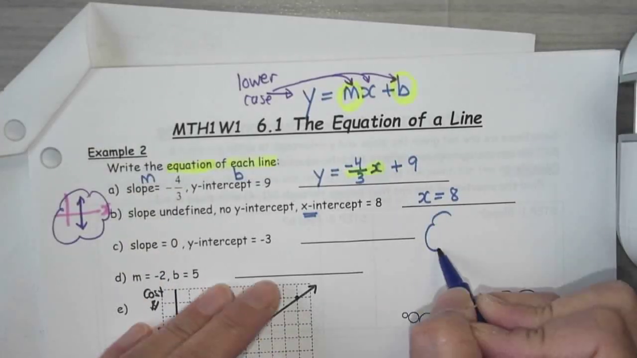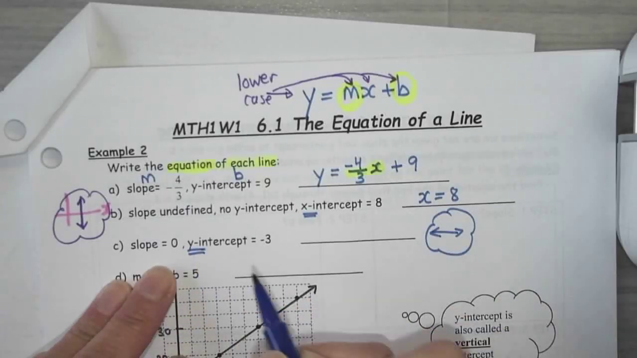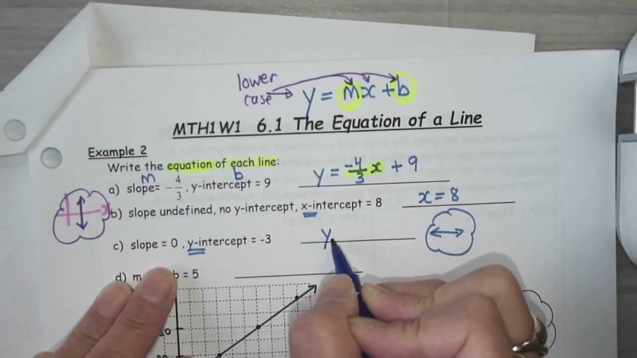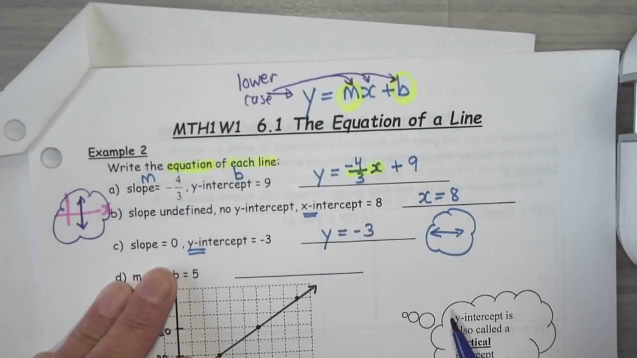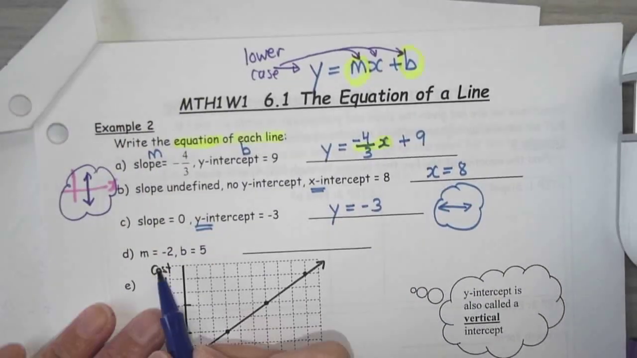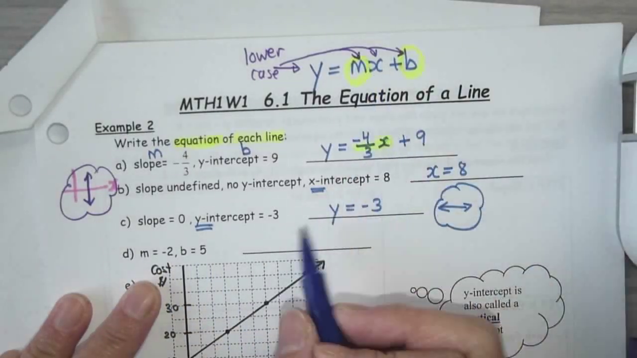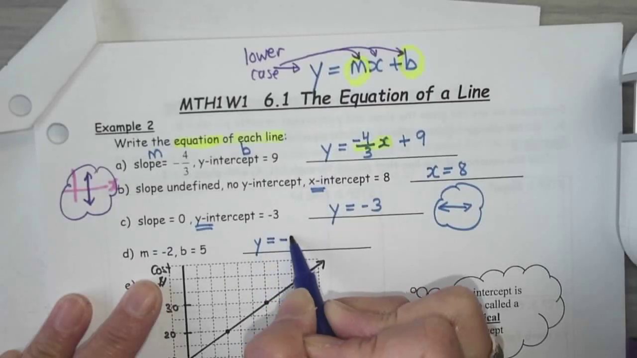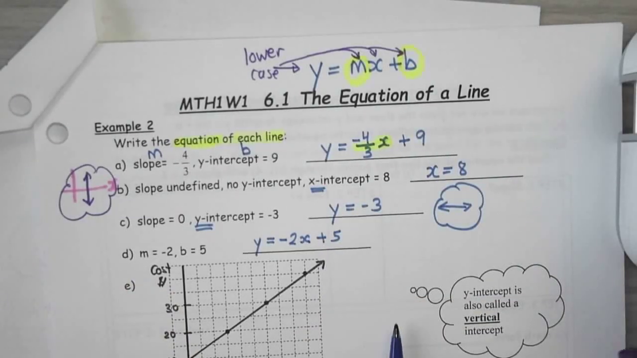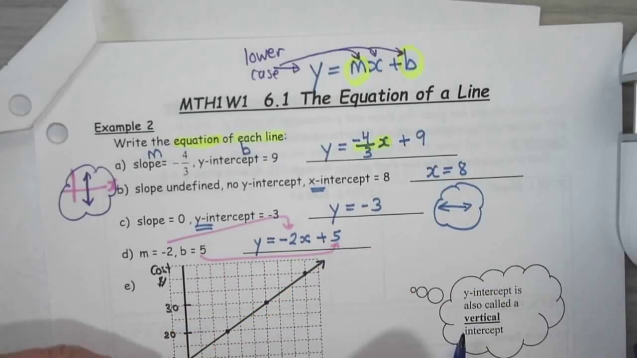If my slope is 0, I'm drawing this one, it goes across this way. It's telling me there's only a y-intercept, and it's never going to touch the x, so it's going to be y equals negative 3. So y equals goes across, x equals goes up and down. One more time, m equals negative 2, b equals 5, so going back to my equation, y equals negative 2, x goes here, and plus 5. You're always putting this in for your m, and this in for your b.